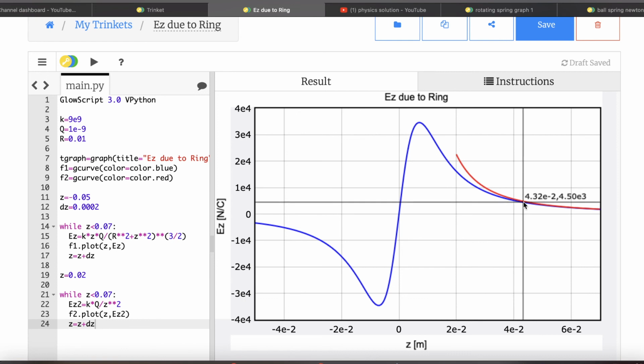So over here, I'm at almost 4 centimeters away from the ring of a 1 centimeter radius, and there's not much difference between the point charge and the electric field due to a ring. And this is on the z-axis. Now, the real question is, let me switch over here to the paper again. What if we're not on the axis?